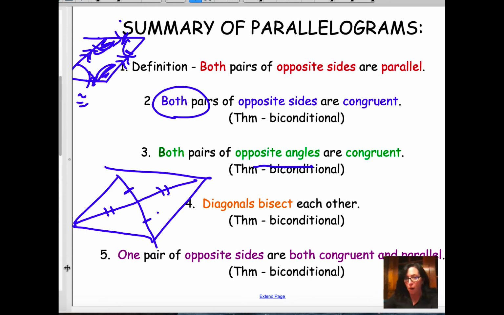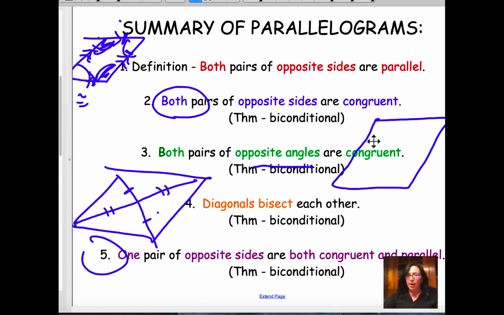Now, there's one additional one that we didn't talk about yet, and that basically says that if you have one pair of opposite sides that are both congruent and parallel, it's a parallelogram. So those are all the characteristics that distinguish a parallelogram.